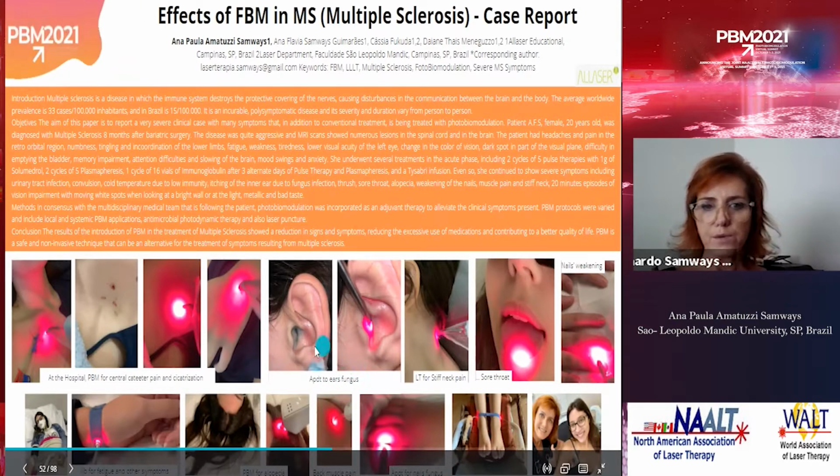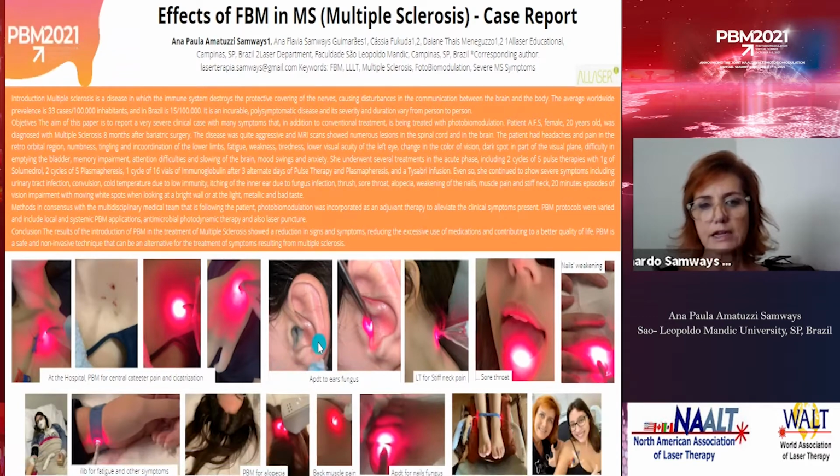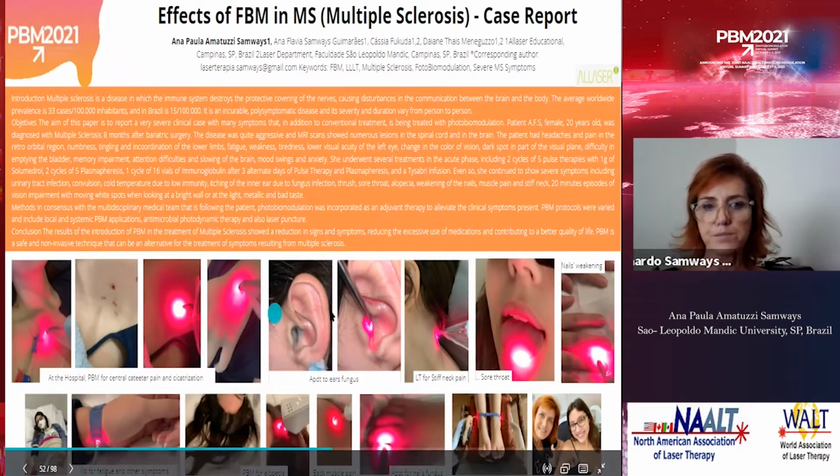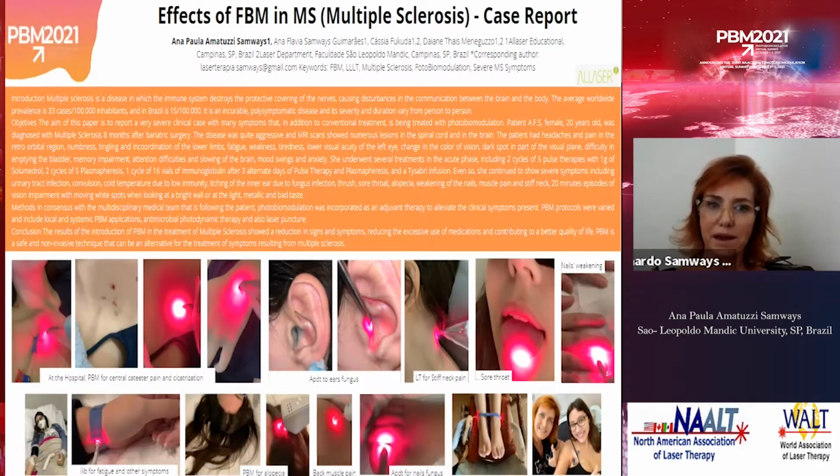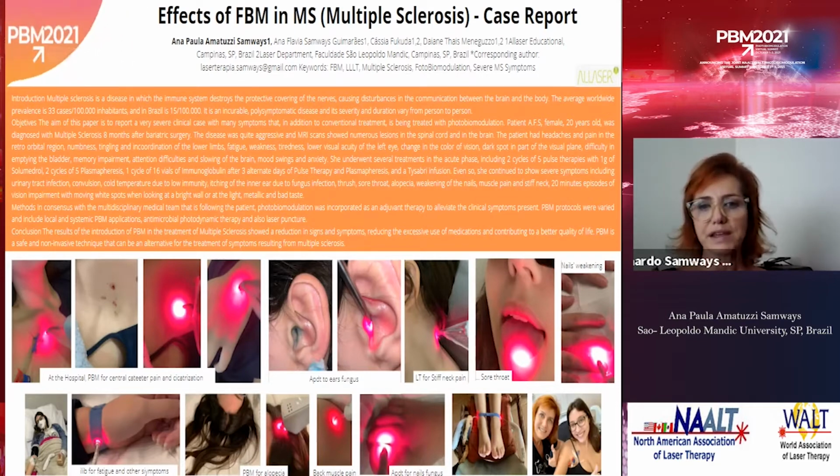So we are really excited and happy for the improvement of this patient. Mostly myself, because it's my daughter. And we are really thankful for the possibility to use photobiomodulation, and for me to be laser therapy, and also dentistry, that treat a lot of people here in Brazil.